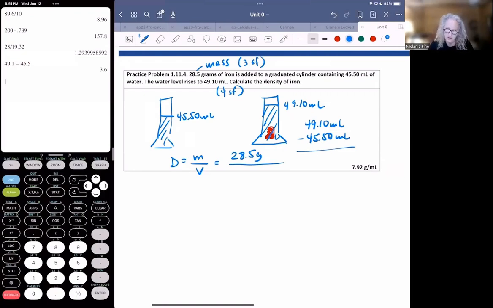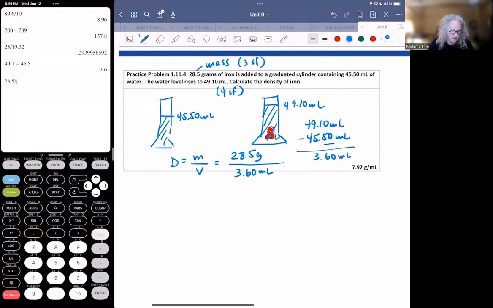I get 3.60 milliliters, because we want our answer to have the same number of decimal places as our least precise measurement, and they're both to the hundredth place. So we're going to divide that by 3.60 milliliters, so they're both 3 sig figs.